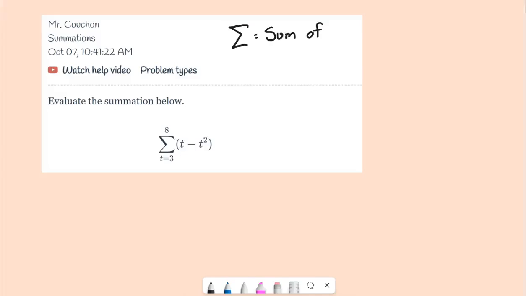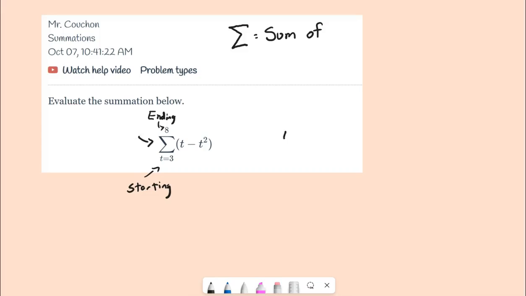Okay, now we're going to go from sequences to series, and the first thing that we need to look at here is summations. And this little intimidating E-looking thing is a Greek letter called sigma, and in this context it wants the sum of. So we have a starting value here, t equals 3. That's where we're going to start plugging in to the expression t minus t squared. And the final value right here is 8.